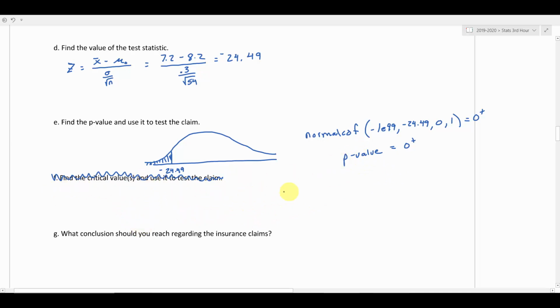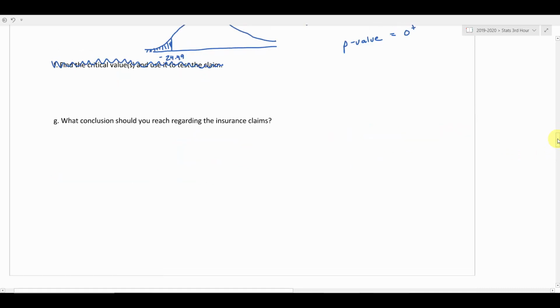All right. So the next thing that we need to do is figure out, now that we know this p-value, what is the conclusion that we should reach regarding these claims.